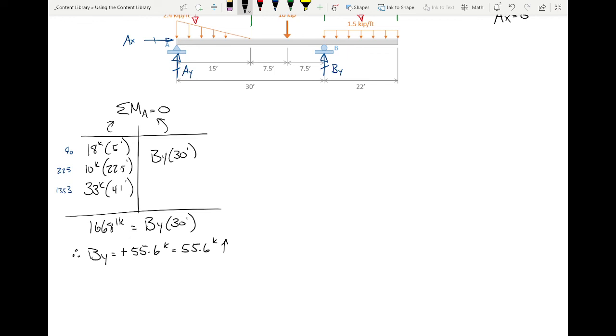We got a positive value. Positive means we assumed the direction was correct. We assumed upward, and it was in fact upward. So that means we got 55.6 acting upwards.